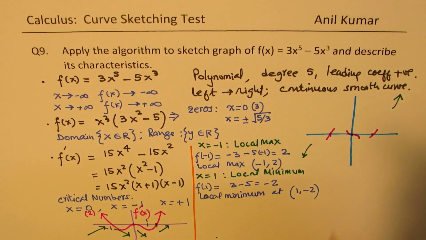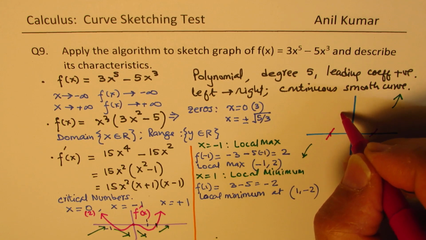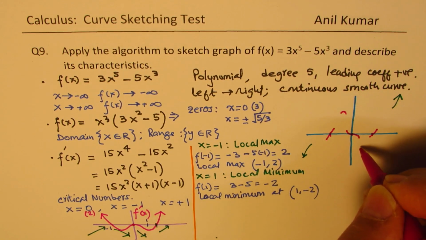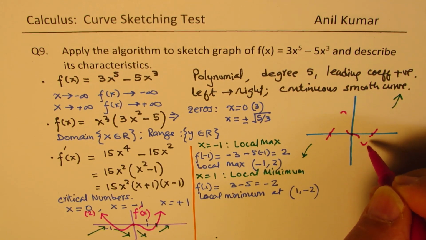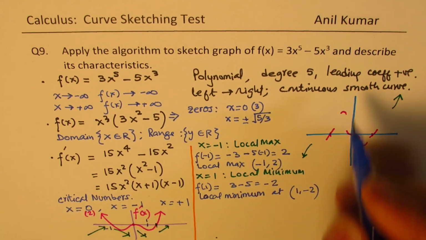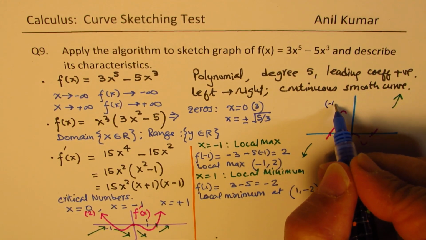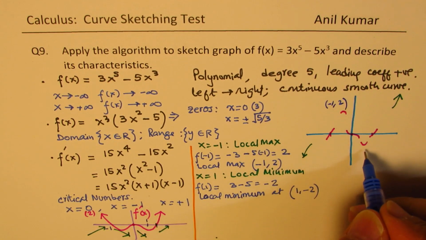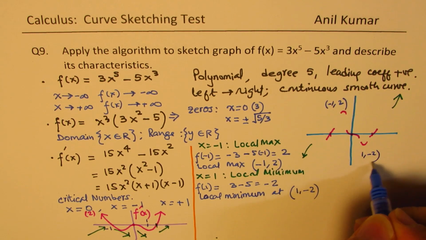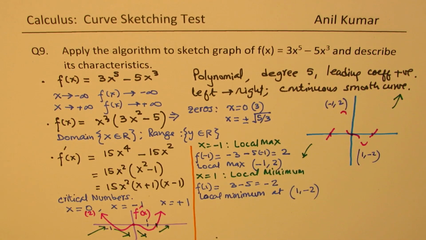So on this graph, we just found that we have a turning point here, which is a local maximum, and a turning point here, which is a local minimum. The coordinates for this point are (minus 1, 2). The coordinates of the other point are (1, minus 2). Is that clear to you? Okay.